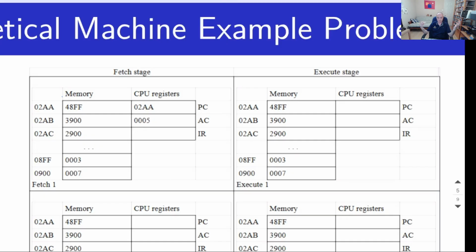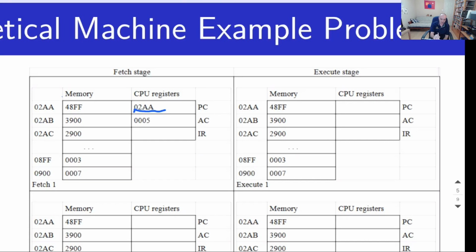So when you're first working on a problem like this, to do the fetch execute cycle by hand, the fetch stage should always be simple. The program counter tells you what is the location in memory where the next instruction should be fetched from. Okay, so in this case, our program counter is pointing to 2AA, right?